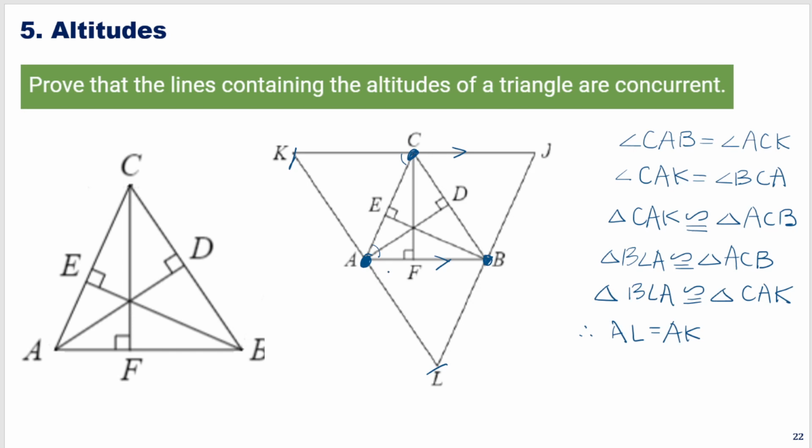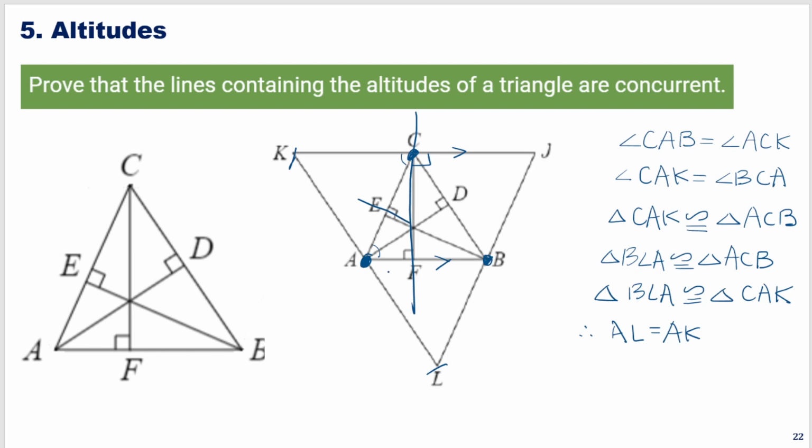Since AD is perpendicular to KL and passes through its midpoint, each of AD and BE and CF is actually the perpendicular bisector of the three sides, either KL or JL and JK. Can you see that? For example, CF is perpendicular to KL, right? And C is also the midpoint of KL. So CF is the perpendicular bisector of KJ, right?